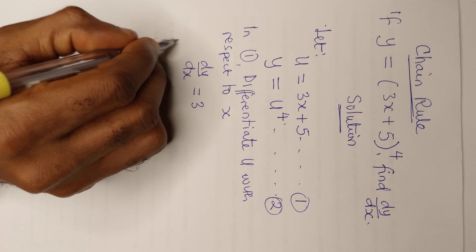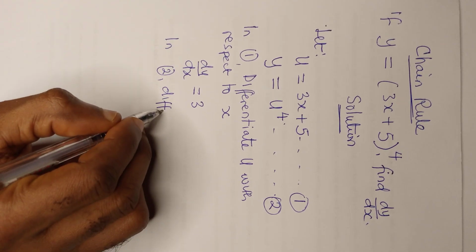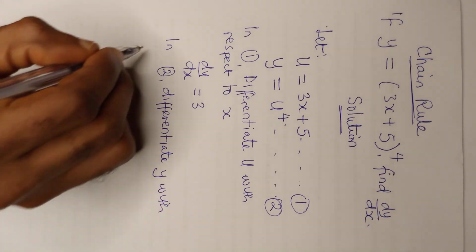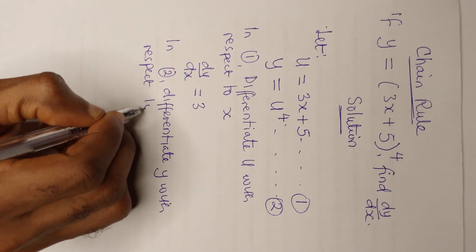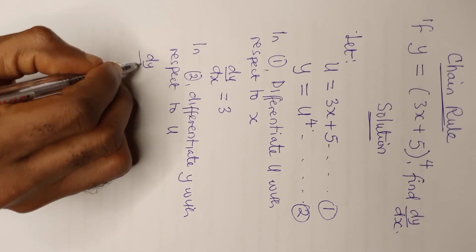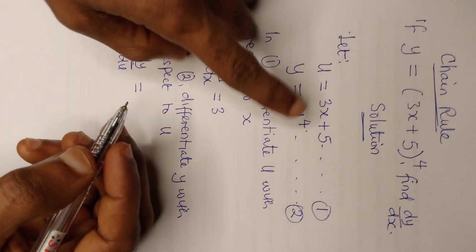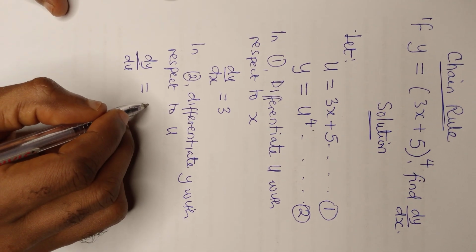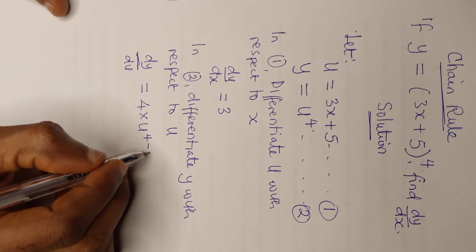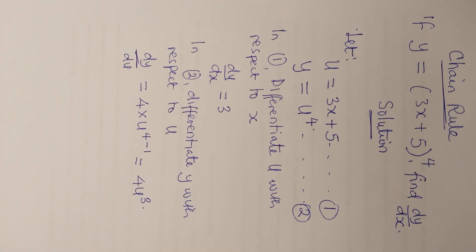And so in equation 2, we differentiate y with respect to u. When we do that, we are going to have dy over du equal to, when we differentiate y with respect to u in this equation 2, we are going to have 4 times u raised to the power 4 minus 1, which is the same thing as 4u raised to the power 3. And so that is what we've gotten.